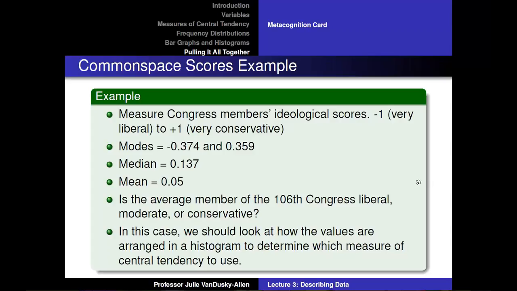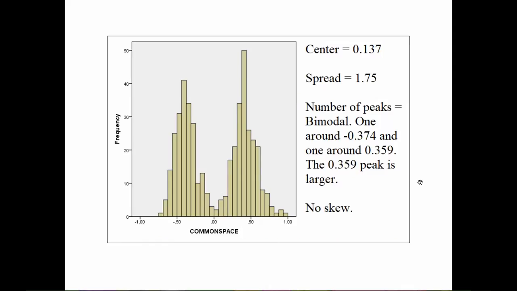If we look at the distribution of the Commonspace scores, it is clear which one we should use. Here's the histogram of the Commonspace scores. The center is 0.137. The spread is 1.75. There are two peaks, so it is bimodal. One peak is around -0.374. One peak is around 0.359. The 0.359 peak is larger, which means there are more typical conservatives than liberals. There is no skew.